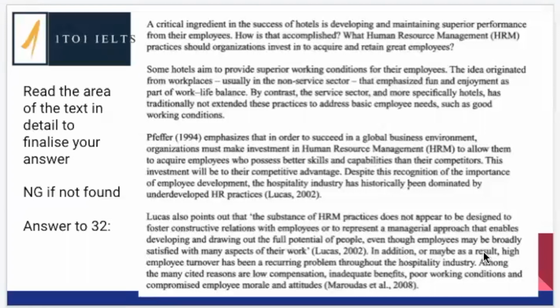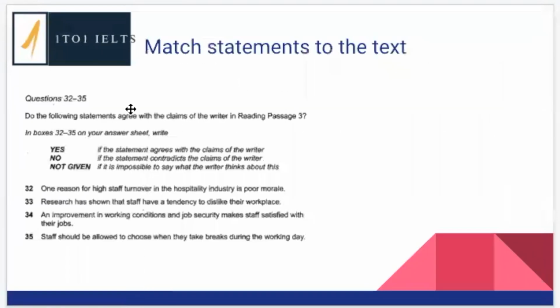In addition, or maybe as a result, we mentioned this before as well, there's a result. The high employee turnover has been a recurring problem. Hospitality industry, oh, that was another key word. Great. Let's keep reading till we get all the information. The reason, so that's what we were looking for. Compromised employee morale and attitudes. Aha. So the reason for high employee turnover is poor, compromised morale. And remember, we're doing a yes, no, not given. So do the following statements agree with the claims of the writer. So we've got to make sure we're going with a yes.